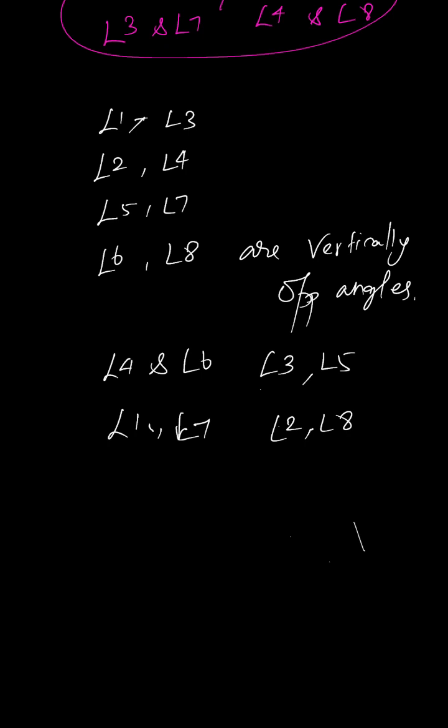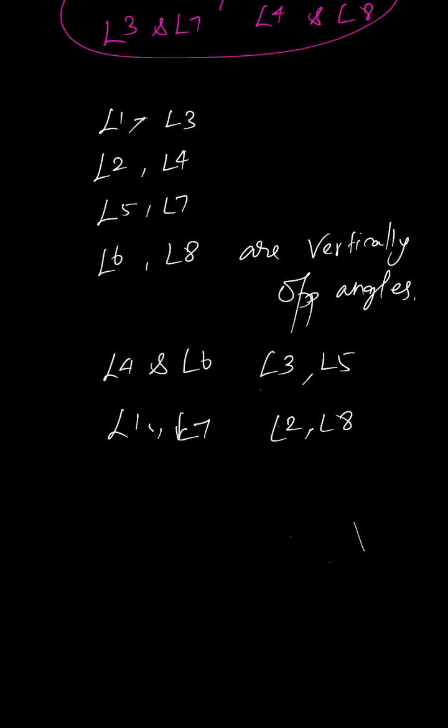So here, if L1 and L2 are parallel lines, corresponding angles are equal, alternate interior angles are equal, alternate exterior angles are equal. Sum of exterior angles on the same side is 180 degrees. Sum of interior angles on the same side is 180 degrees. So these conditions are all followed when the lines are parallel.